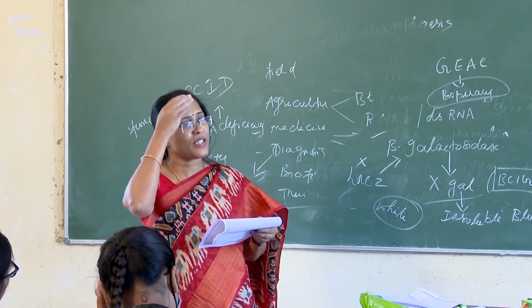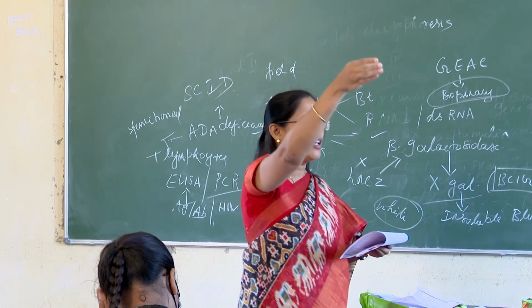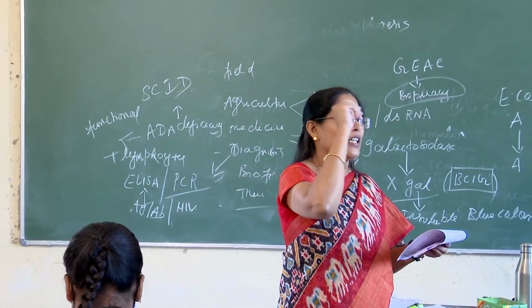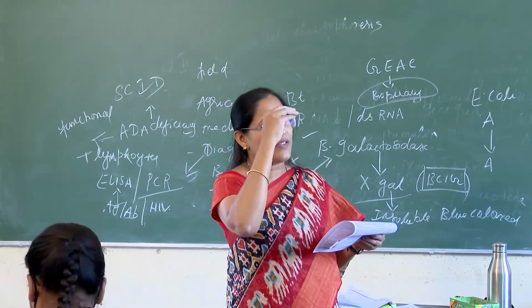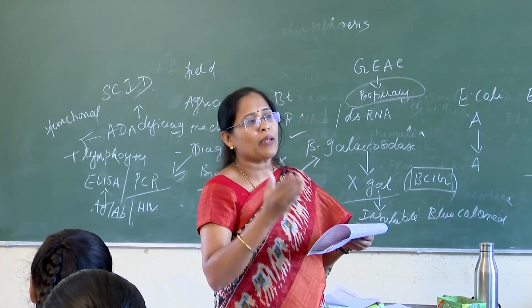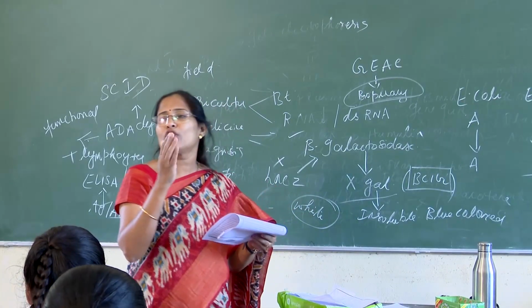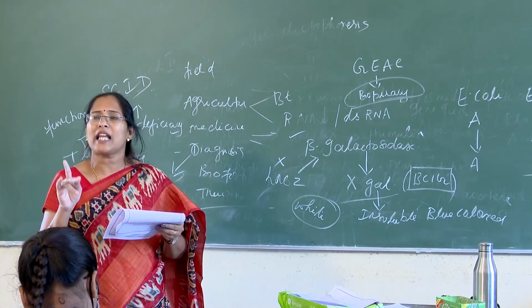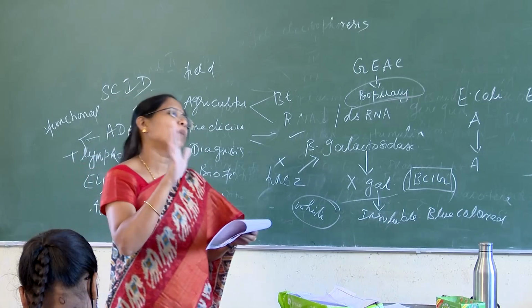Taq polymerase. You have studied DNA polymerase in your molecular biology. In molecular inheritance we have studied, right? We have studied it in replication also, right? DNA polymerase polymerizes by adding nucleotides. Same thing. The only difference is Taq polymerase can withstand high temperature.